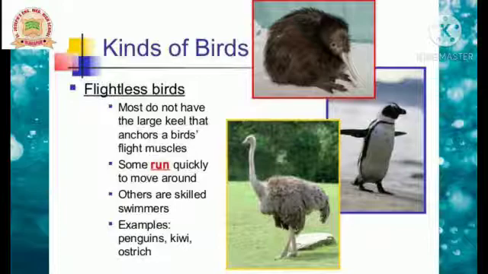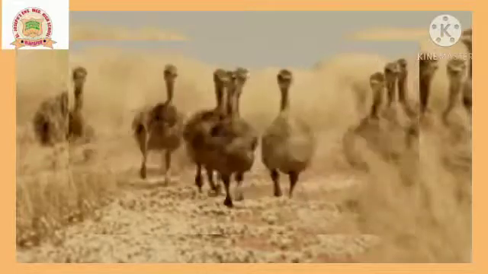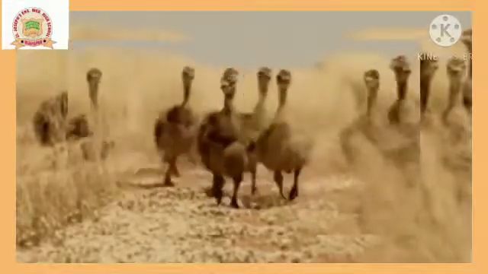But these birds can run very fast, children. Even though they are flightless, they can run very fast. Now you can see in the clip, see the ostrich, it can run very fast. Now the next one is the emu. See that emu, it can run very fast.